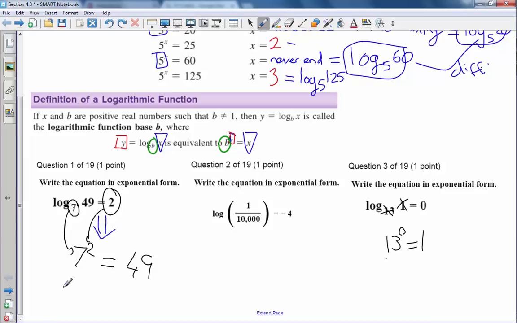Again, come back here. Is 7 squared really 49? Yeah, 7 times 7 is 49. Now, how do we do this one? What is the problem with this one?